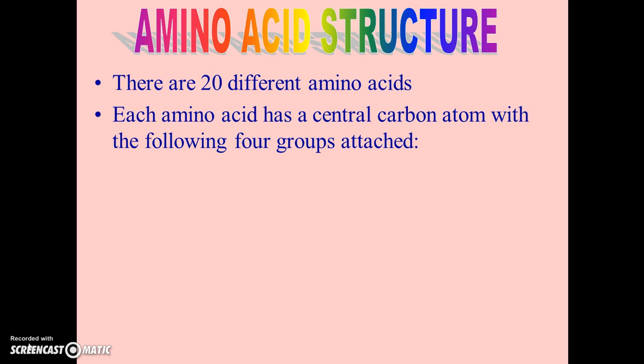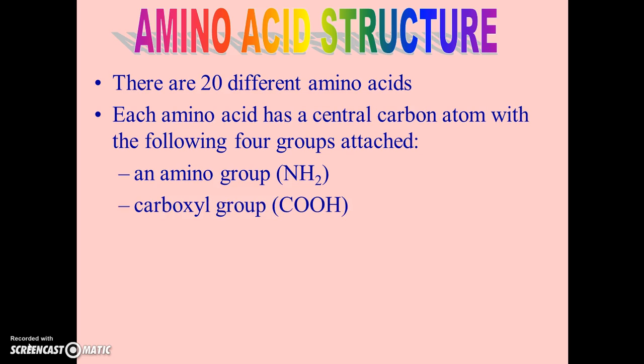Each amino acid has a central carbon atom with the following four groups attached. So there is a central carbon, meaning the carbon is in the very middle of the molecule. As you know, carbon bonds to four other things, whether they're atoms or other molecules. So in the case of an amino acid, it bonds to an amino group, which is abbreviated NH2, and I'll show you the structure of that. A carboxyl group, which you guys already learned when we did lipids. A hydrogen side group, which is nothing more than just a hydrogen atom attached to the central carbon.